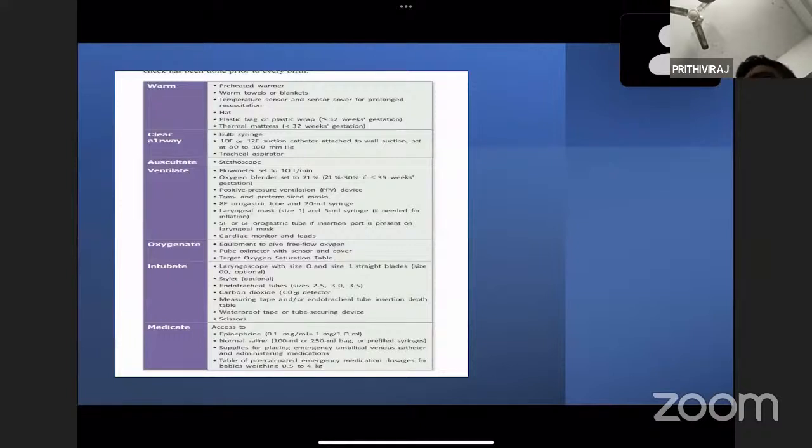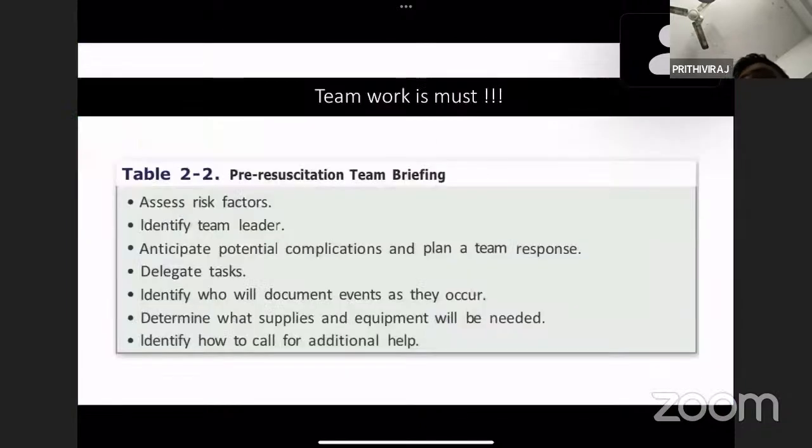So these are the things which should be in the equipment check. One is for warmth, another for clearing the airway, for auscultation, for ventilation, for oxygenation, for intubation, and for medication. In this way, you have to structure the equipment for the resuscitation. As I say, teamwork is a must. In neonatal resuscitation, it's never a single man.